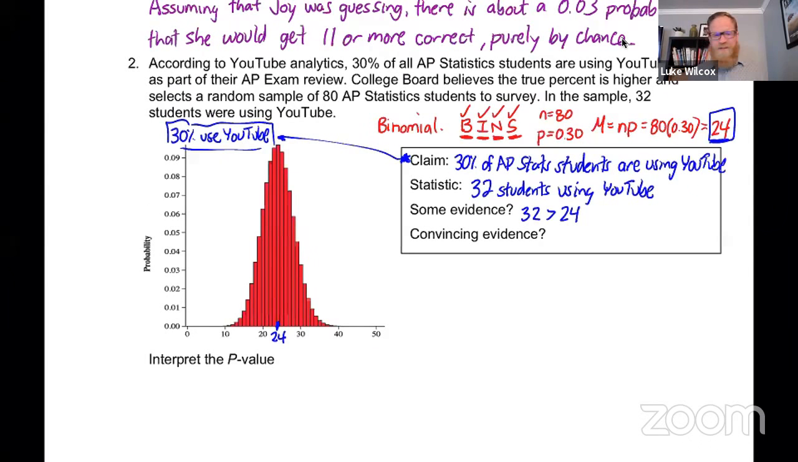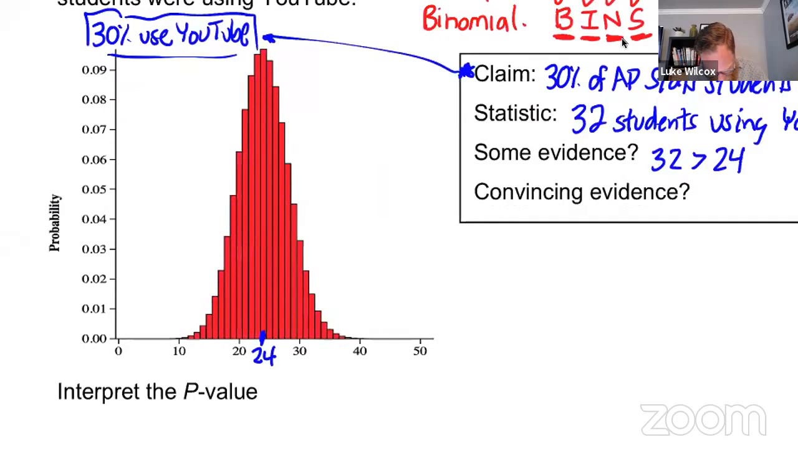Now, the next thing we need to identify is where our statistic is in this distribution. It's 32, so I'm going to look here, and I see 32 is right about here. That is the statistic that the College Board got when they took their sample of 80 students.